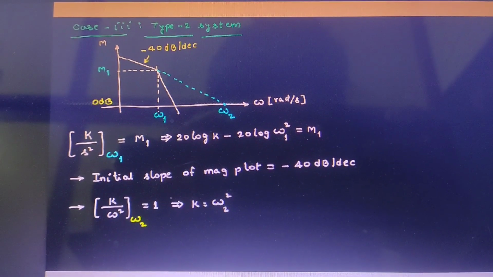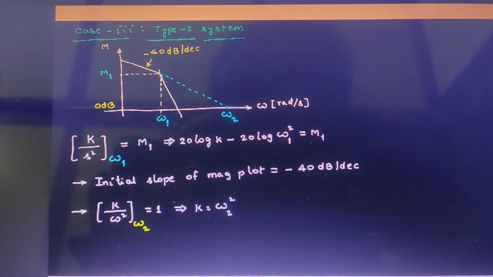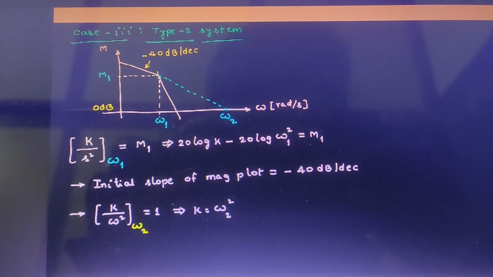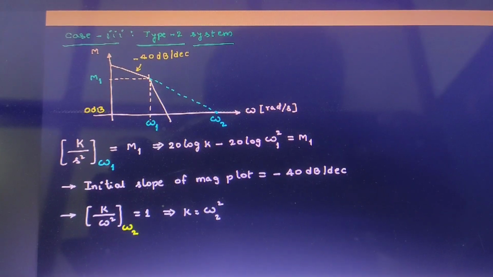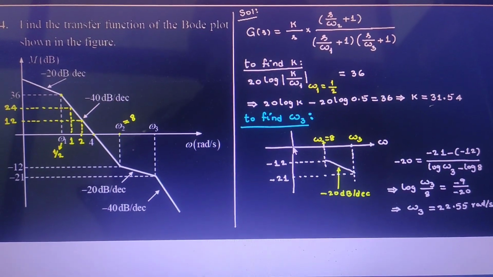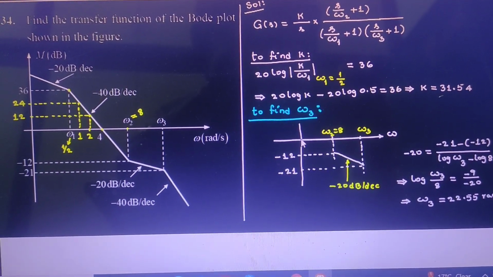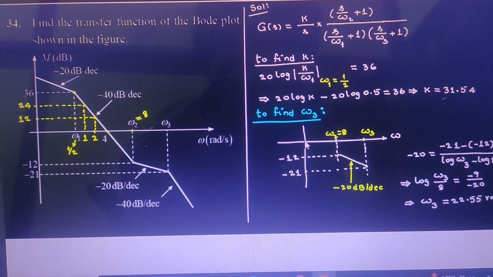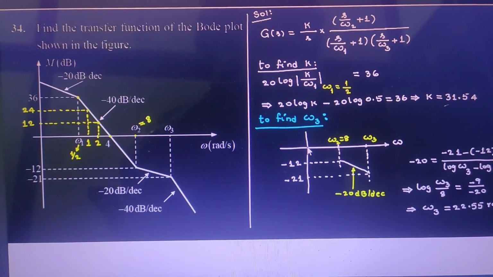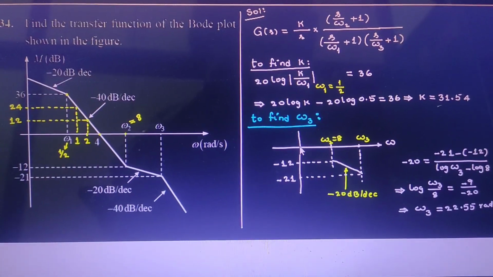For a type 2 system, initial slope is minus 40 dB per decade. So if you extend that initial slope and cut it at the real axis, you will get omega 2. Now gain K will be omega 2 square for a type 2 system. In this Bode plot shown in the figure, he has given magnitudes as 36 dB, minus 12 dB, minus 21 dB, and the frequencies omega 1, omega 2, omega 3, and he is asking to find the values of omega 1, omega 2, omega 3.